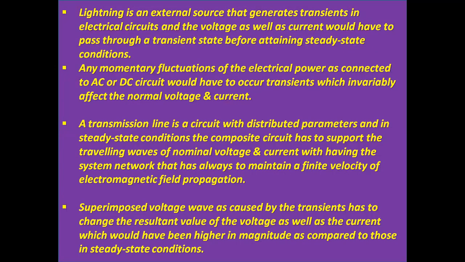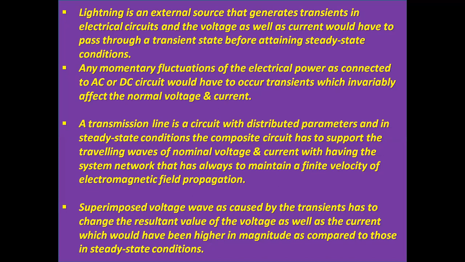Lightning is an external source that generates transients in electrical circuits, and the voltage as well as current will have to pass through a transient state before attaining steady state conditions. Any momentary fluctuations of the electrical power connected to an AC or DC circuit would cause transients which invariably affect the normal voltage and current.